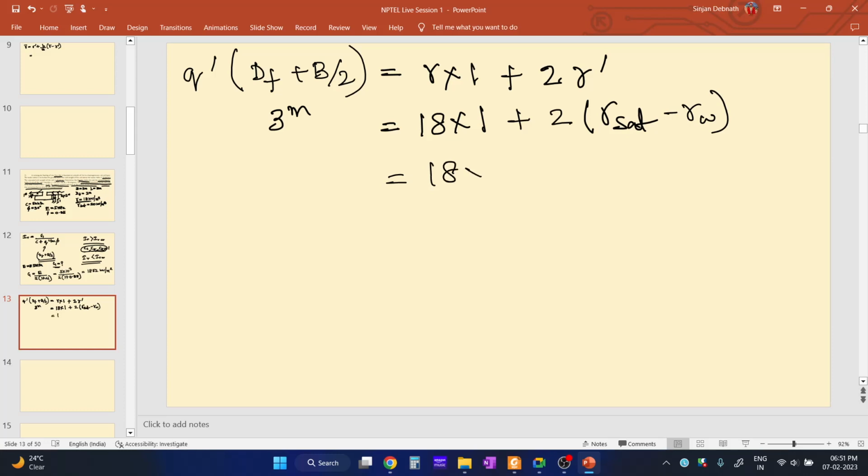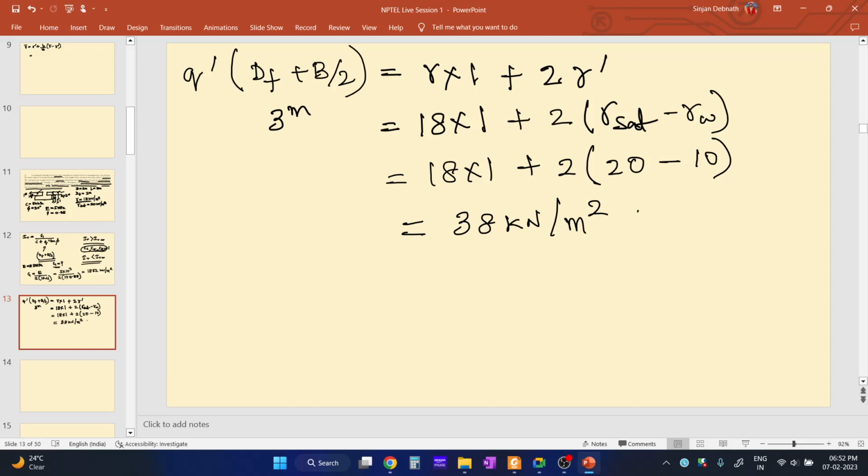So what is the saturated unit weight of soil? 20 kilonewton per meter cube. 20. And what is the unit weight of water? 9.81. Okay, I'm considering 10. Okay. So if you calculate this, it will be 38 kilonewton per meter square.